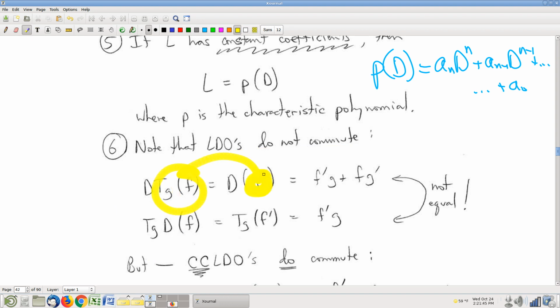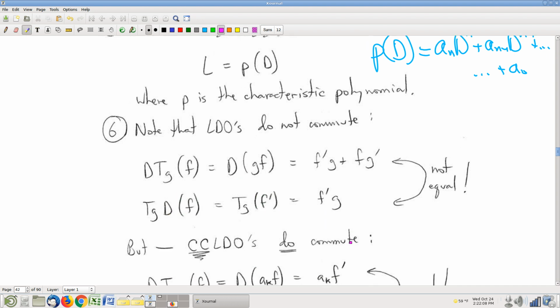If you multiply by g before you take the derivative, you get a product rule. But if you take a derivative and then multiply by g, you don't. So, oh well, different.